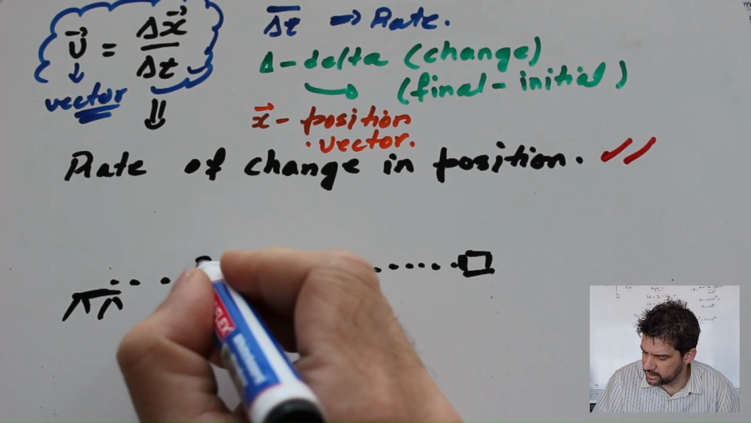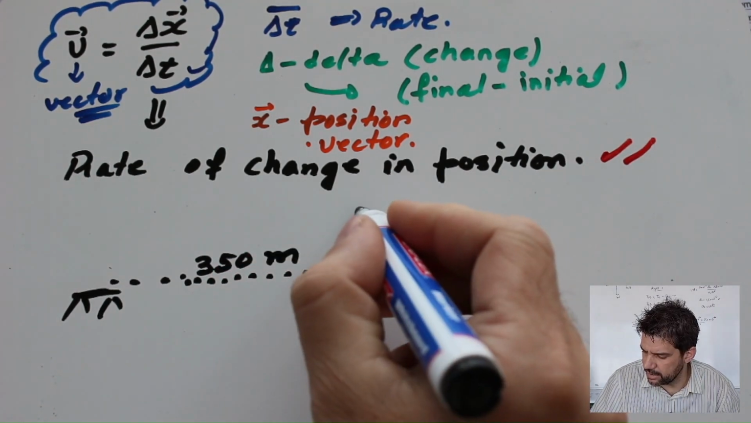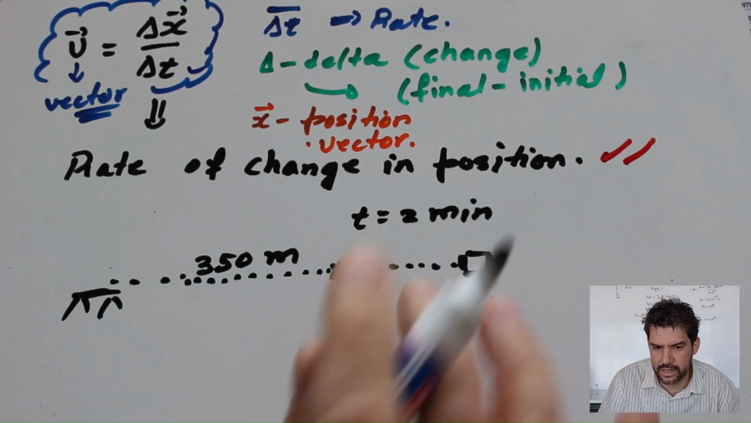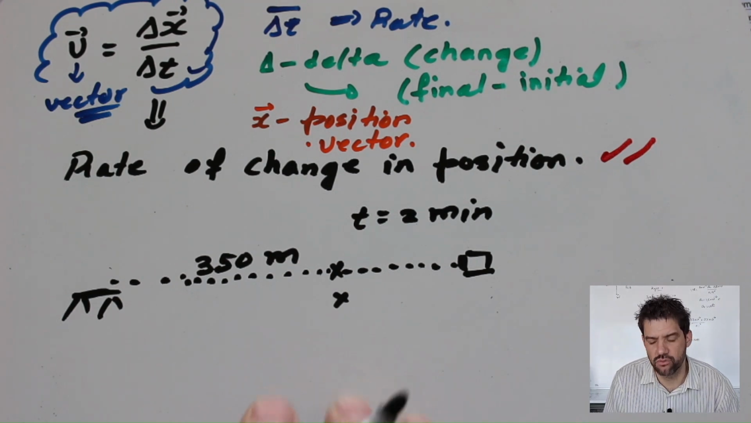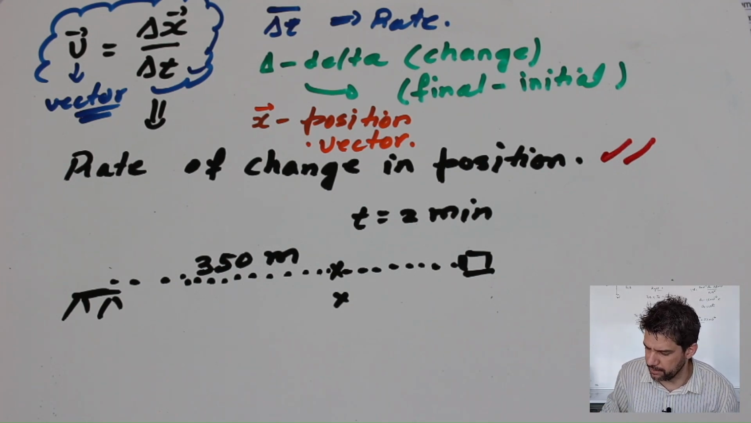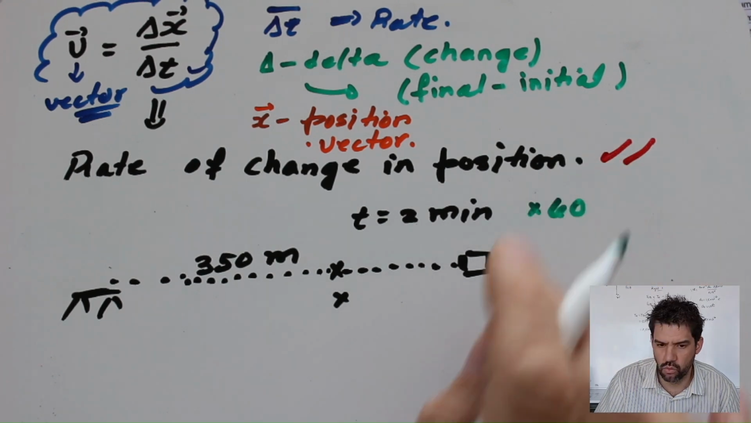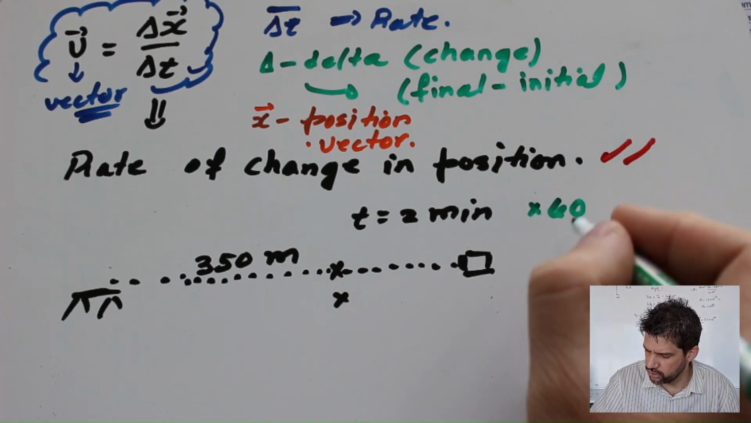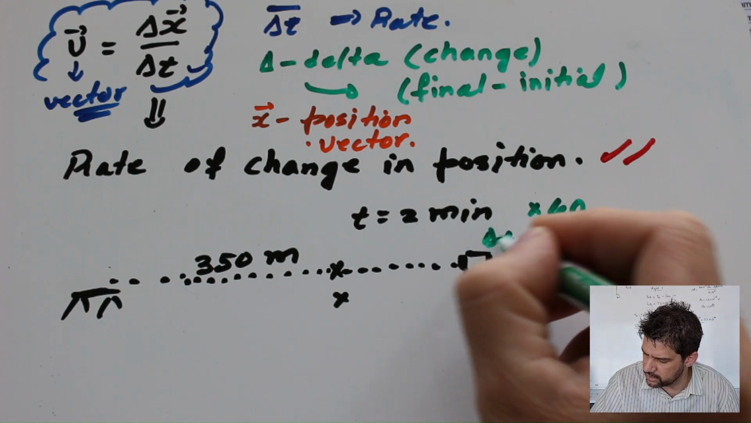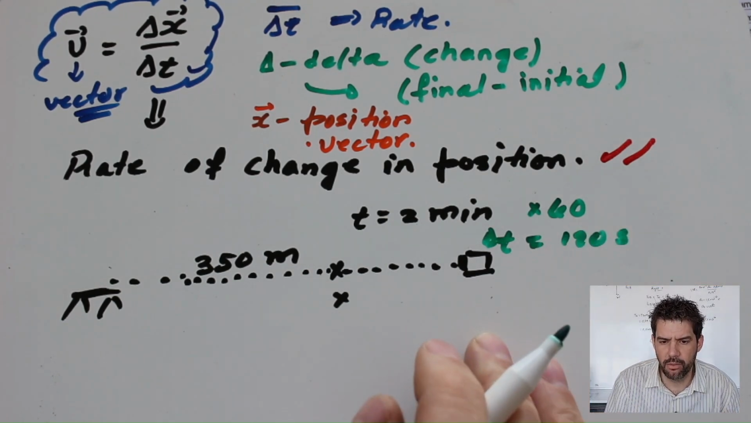This one is 350 meters, that distance. And the time is equal to 2 minutes. Remember, you cannot work in minutes. You have to work in seconds. So how do you convert before we even do any calculation right here? You multiply by 60 because 1 minute is 60 seconds. So you multiply by 60 and you will get that the time here, I'm going to write delta t, is equal to 120 seconds.